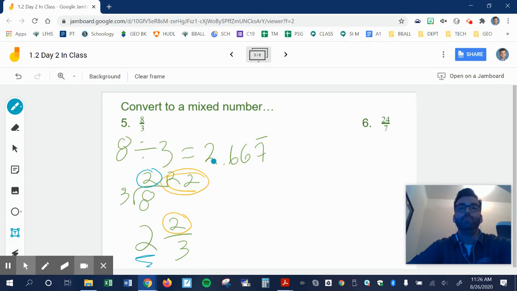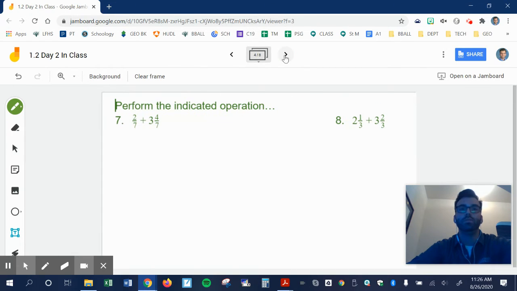Okay. Some of us may know that 0.6667, 0.6 repeating, is 2/3, and be able to do that in our head. That's totally fine as well. But if you don't, that's okay. I do it this way. I like to do it by hand. So your next objective is to try that one, but we're going to go on to performing the indicated operation.